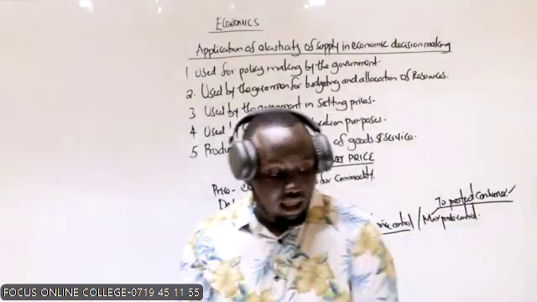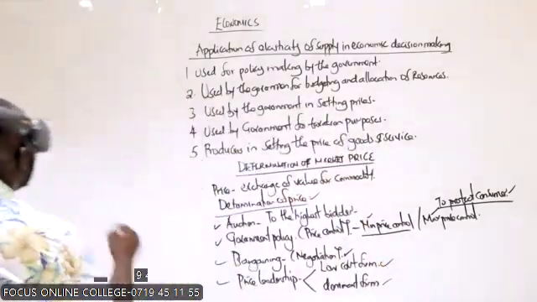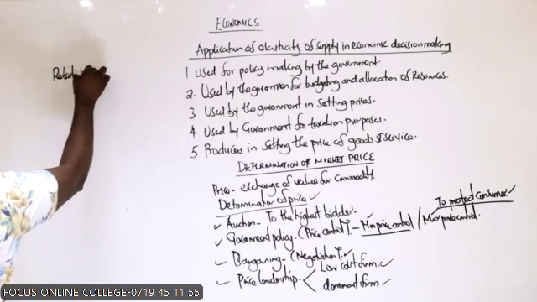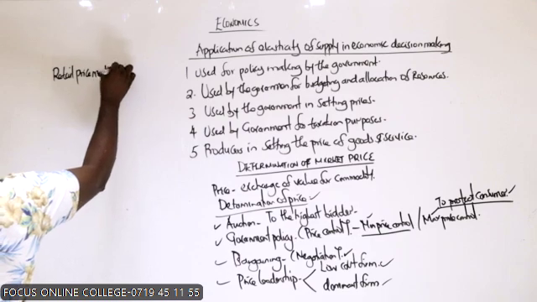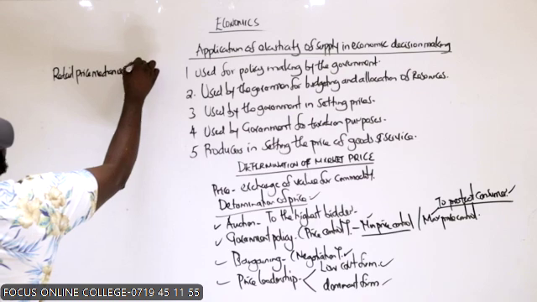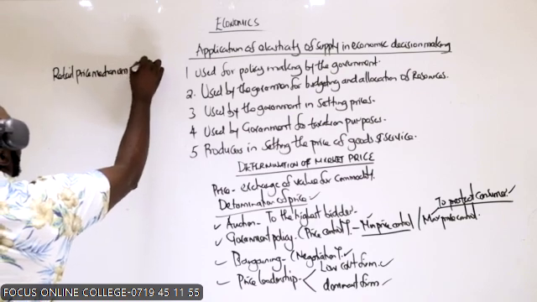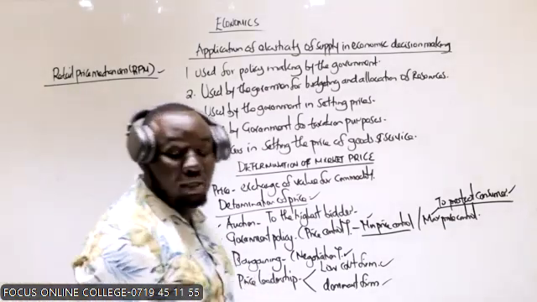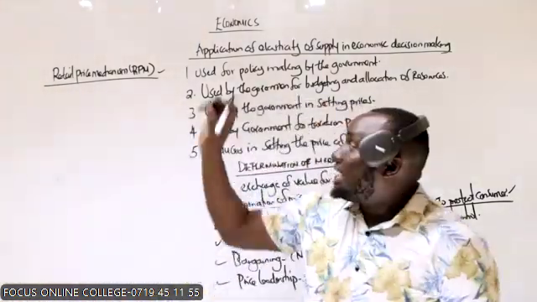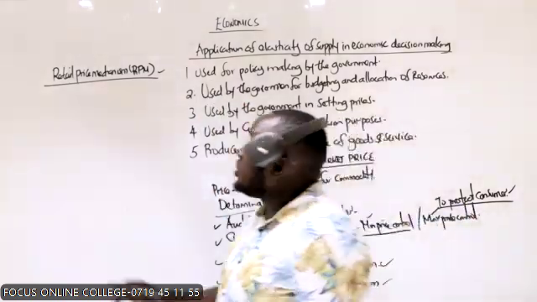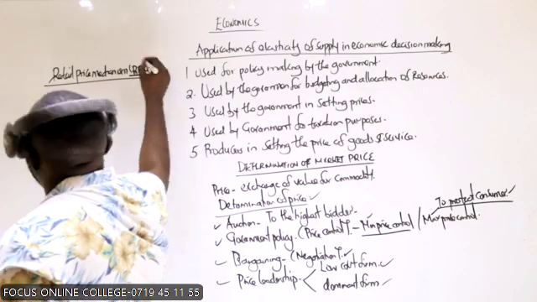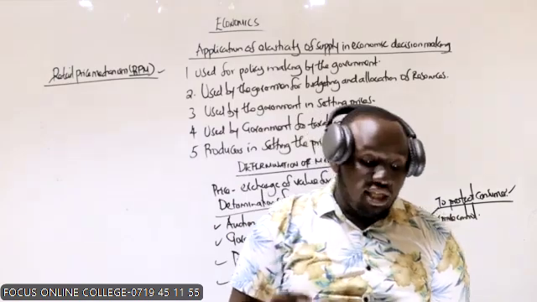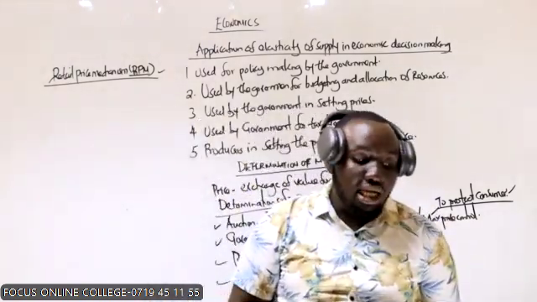Then you have something that we call the retail price mechanism, RPM. How do we determine price using the retail price mechanism? This RPM is whereby producers dictate the price below which a commodity cannot be sold.